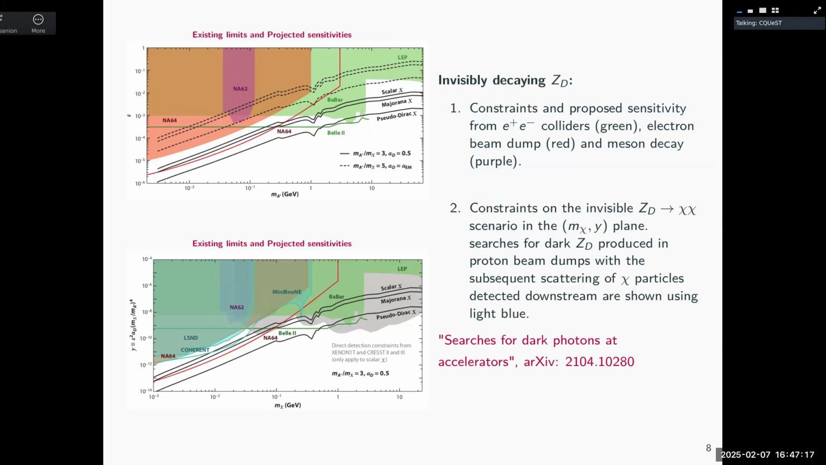Excuse me, can you remind us what is alpha D? Sorry, I cannot hear you properly. Can you remind us what is alpha D? Alpha D is like the U(1) gauge coupling, just like the fine structure constant in the hidden sector. The dark matter candidates interact with the dark Z through this alpha D.